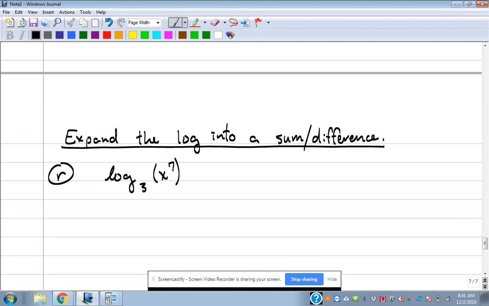Okay. So log base 3 of x to the 7th power. So this one is a prime candidate for the power property because you have a log of something with an exponent. So the power property says that I can bring that 7 to the front, and it ends up being 7 times the log base 3 of x. There's nothing else inside of the log, so that one is as expanded as it can be. So we're done with that one. Really, really easy one to start with. Just using the power property out of that.